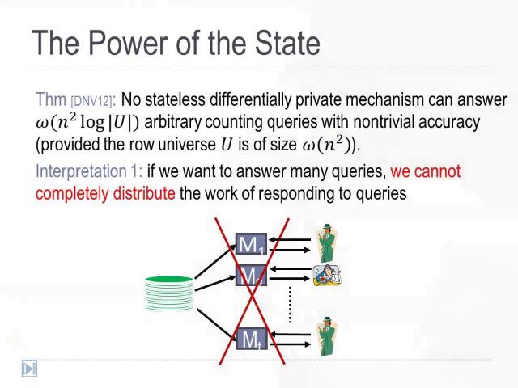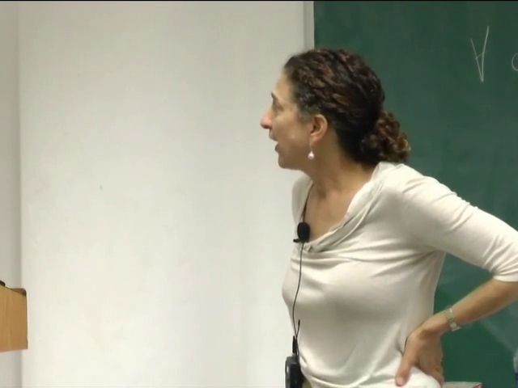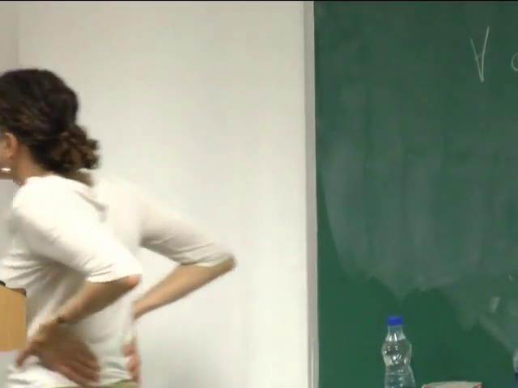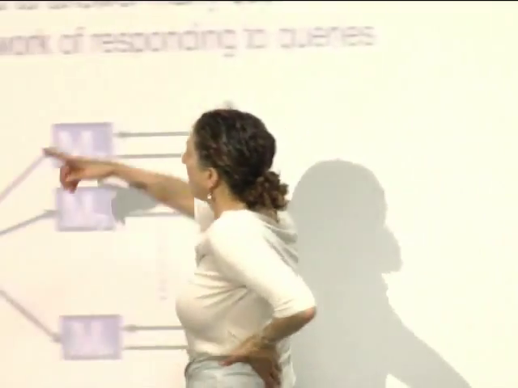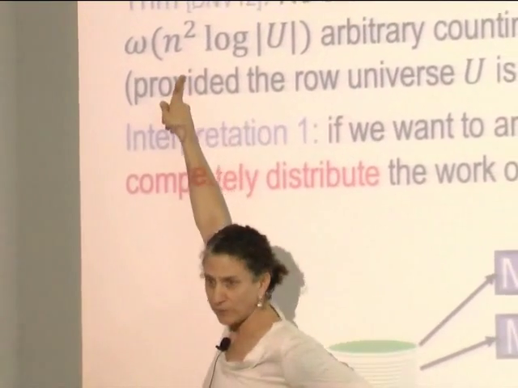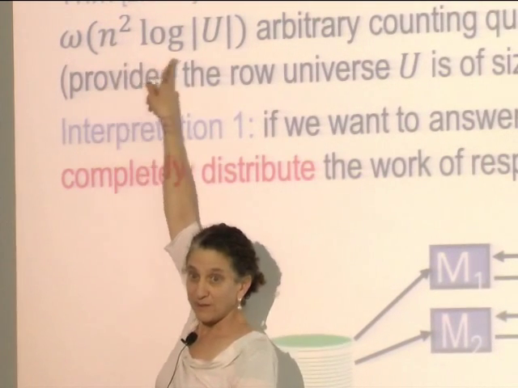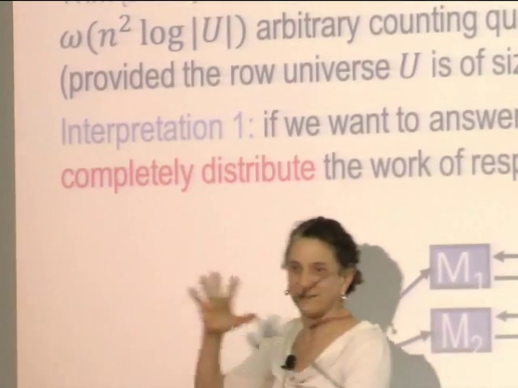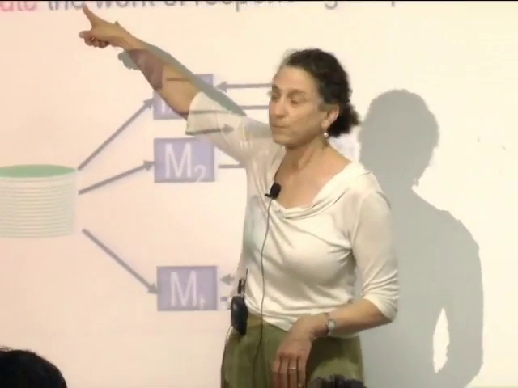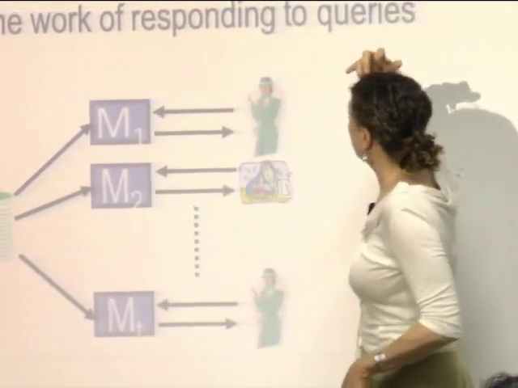However, you can't go beyond that. So the theorem is that there is no stateless differentially private mechanism that can answer more than n squared times the log of the universe queries. We know that we can get almost up to n squared queries using independent random noise. This is kind of a tight counterpart to that. We can't go much worse than that, provided the universe is of size at least bigger than n squared.